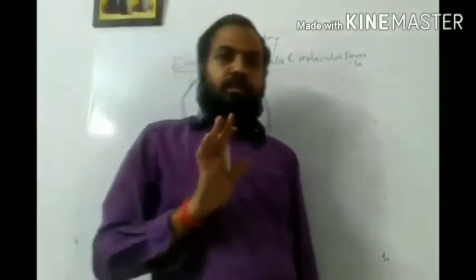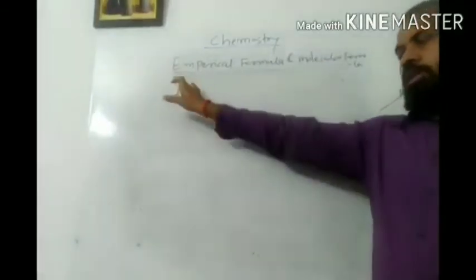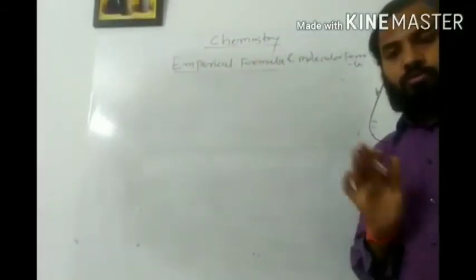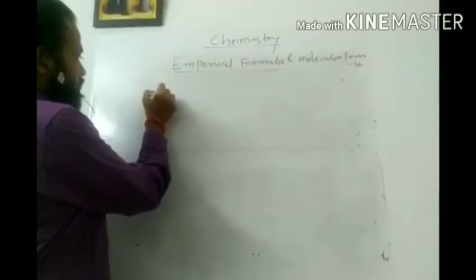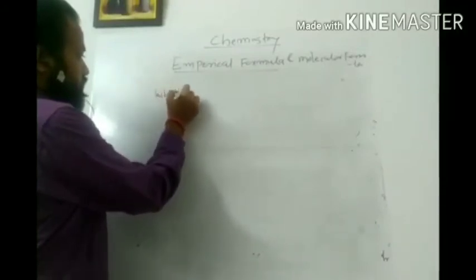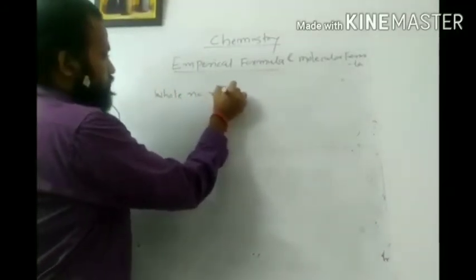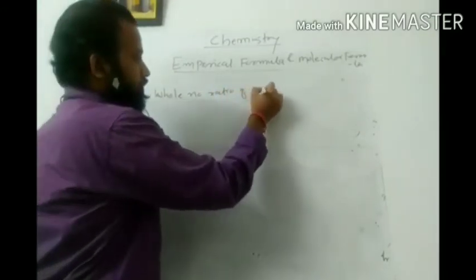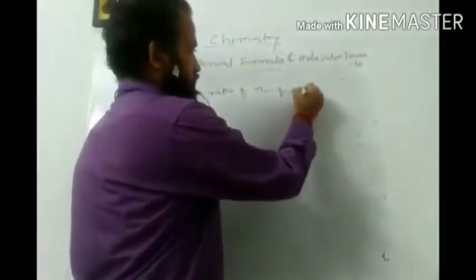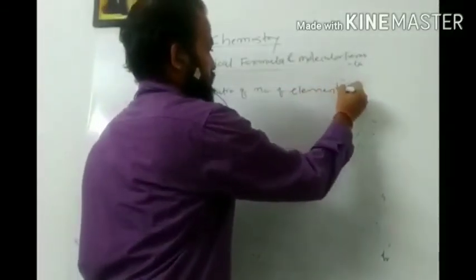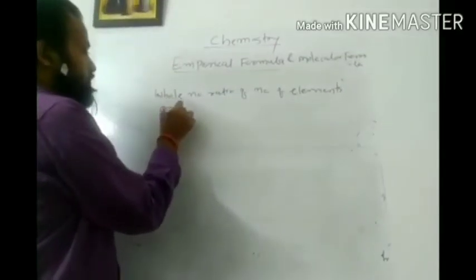Basically, this is the whole number ratio. Empirical formula is nothing but the whole number ratio of elements present in a given compound, we can say. I can write here, whole number ratio of the number of atoms, or I can say number of elements, present in a compound.